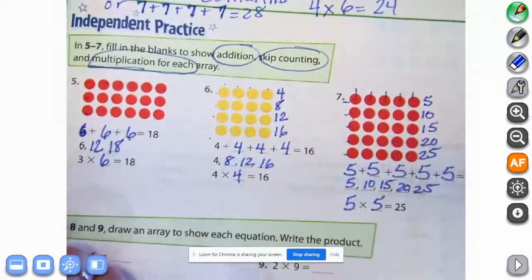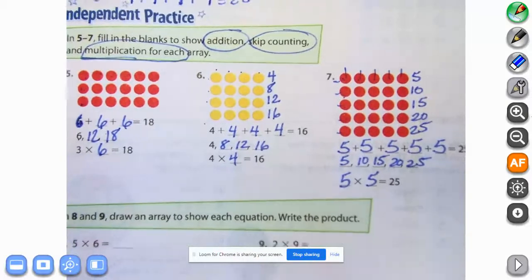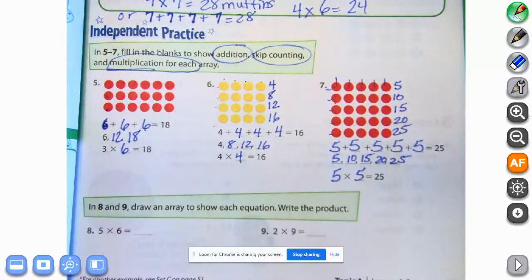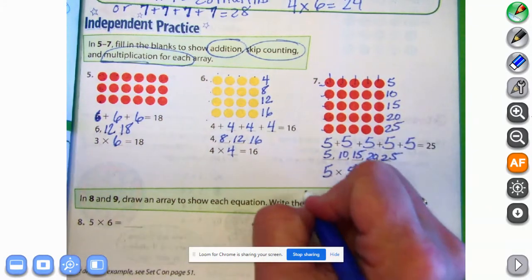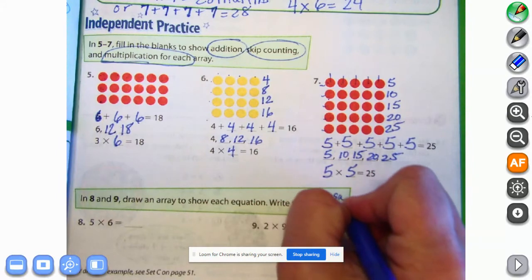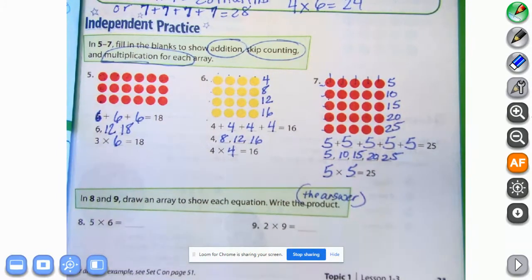All right, go ahead and pause if you don't have everything here filled in, because you need to have that filled in because it'll help you on your homework. When you're finished, meet me down here for number 8 and 9. Okay, in numbers 8 and 9, we're going to draw an array to match this equation that we have. Then we're also going to write the product, and the product is the same as the answer. The answer in multiplication is called the product.